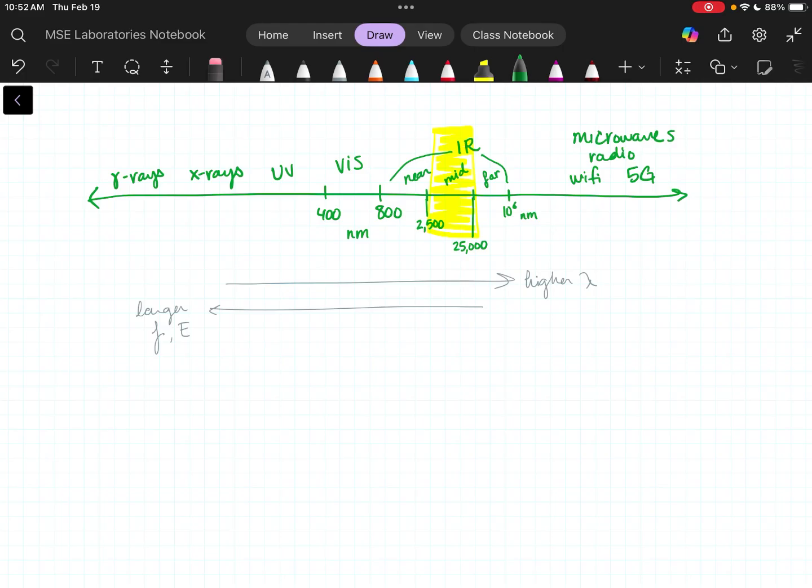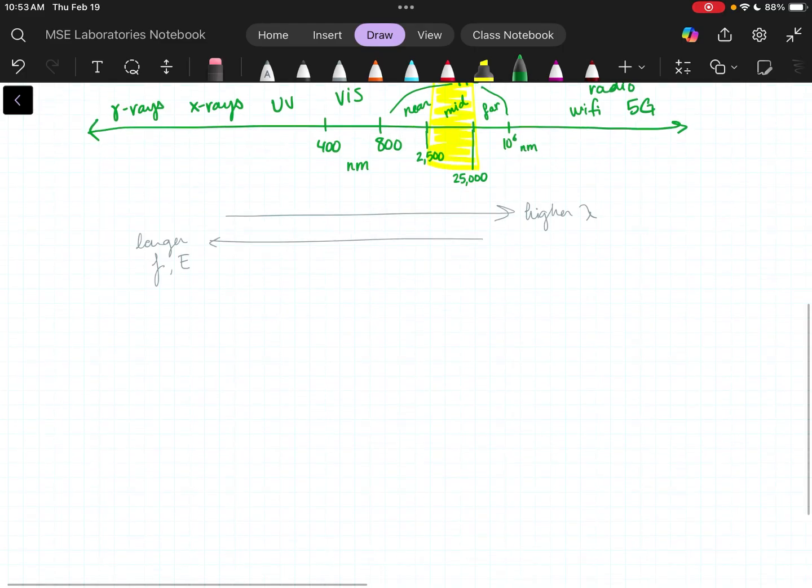The reason we're doing that is because the energy in the mid IR range lines up really nicely with the energy that it takes to wiggle a covalent bond. Not break. We are not breaking bonds in FTIR.